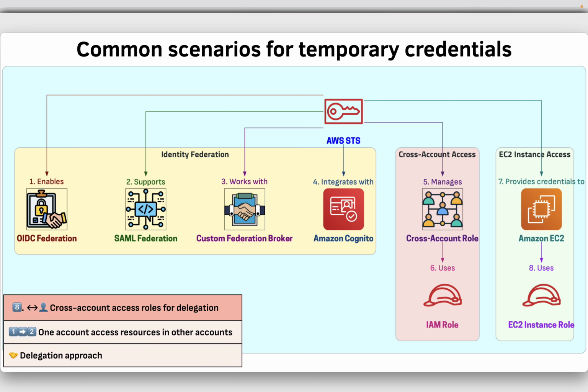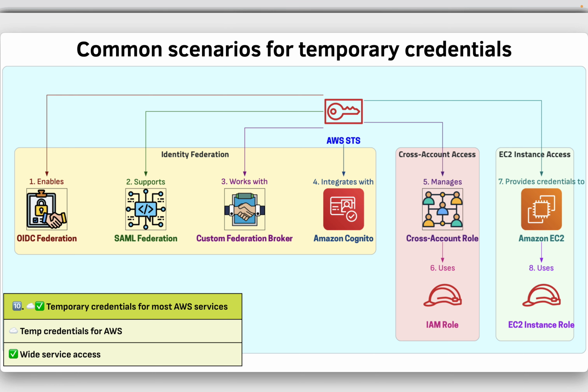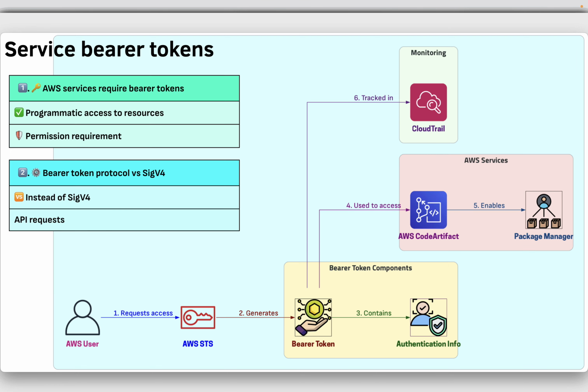Rules for cross-account access enable users in one AWS account to securely access resources in other AWS accounts within the same organization through delegation. Rules for Amazon EC2 provide temporary credentials to applications running on EC2 instances, which allows them to access AWS resources securely without storing long-term credentials on the instances. Temporary security credentials can be used to access most AWS services.